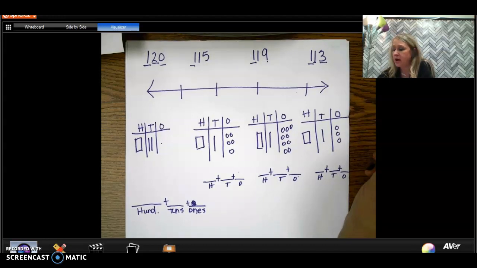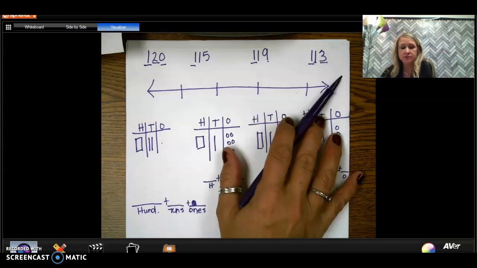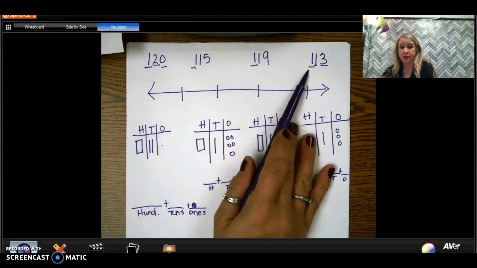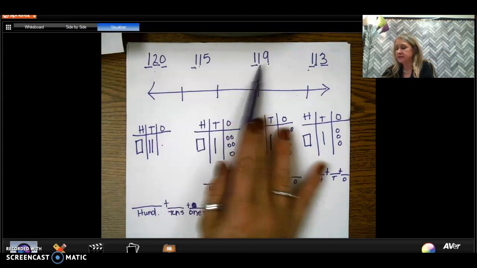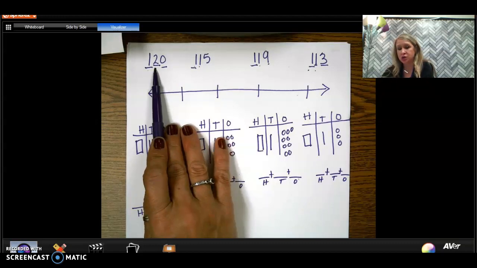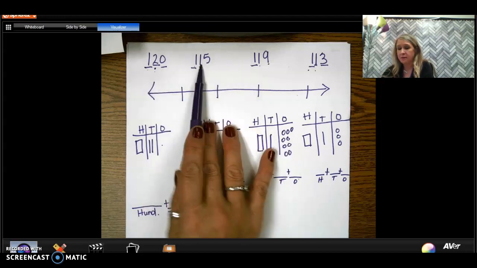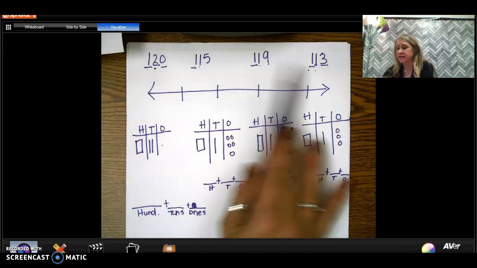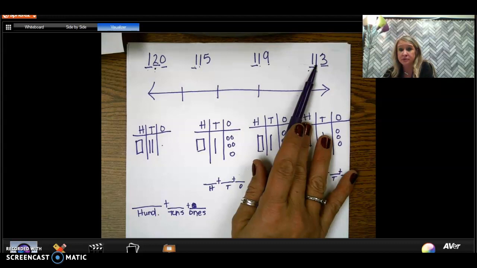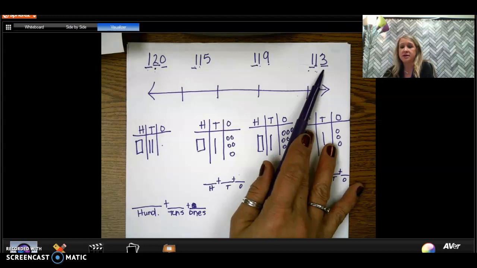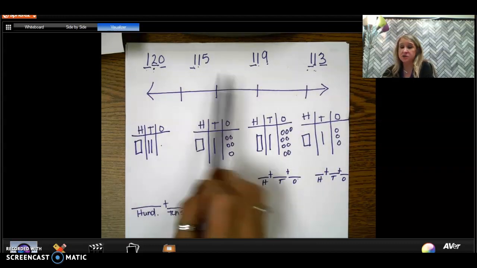All right, so what do you notice about all these numbers? What is the same about these 4 numbers? Do they all have 100? Yes, they do. Do they all have tens? Yes, they do. Are they all the same tens? No, that 10 is different. There are 2 tens in that number. Is that different than this one? Yes, that's 110, 110, 110. So these 3 have the same number of tens. What about the ones? Are the ones all different? Yes, they are.